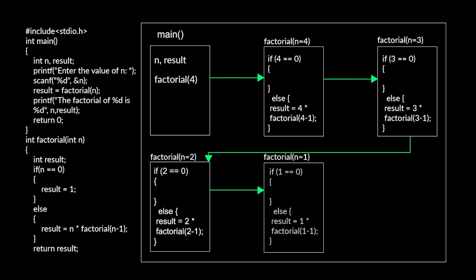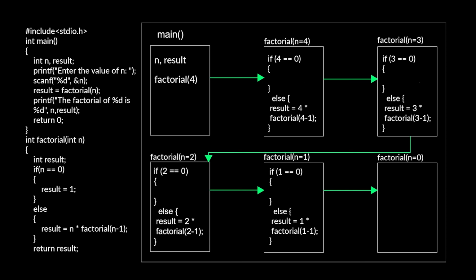Now if 1 equal 0, here also the condition is false. So the if block will not execute. Control goes to the else block. In the else block it is 1 into factorial of 0. Now one last method space will be created for factorial n equal to 0.